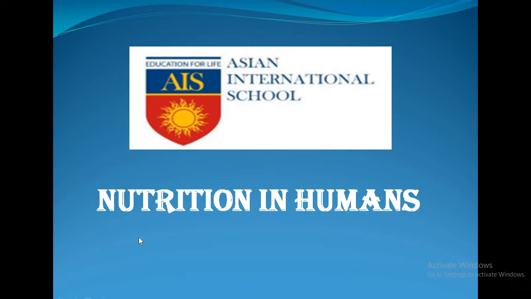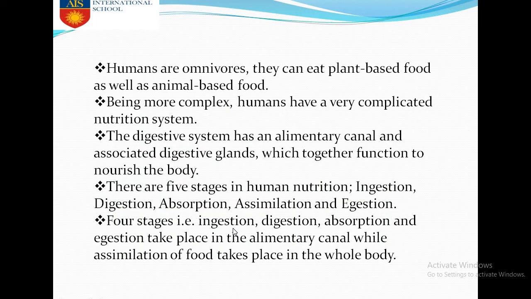Today we will study about nutrition in humans. As we know, we humans are omnivores. We can eat both plants as well as animals. As we are more complex, we have developed a complicated nutrition system.